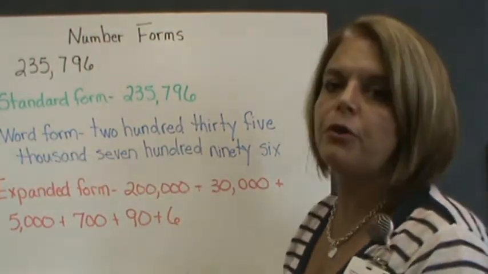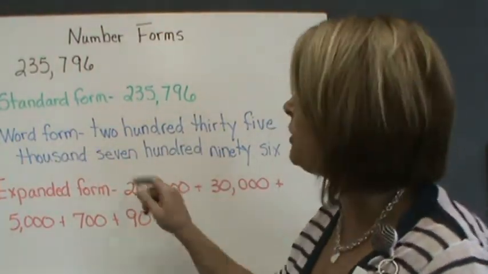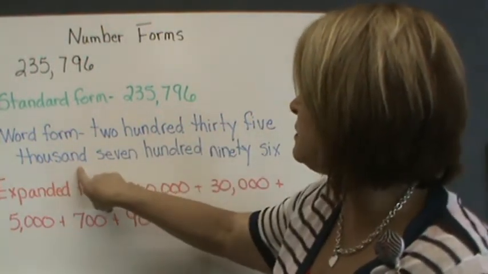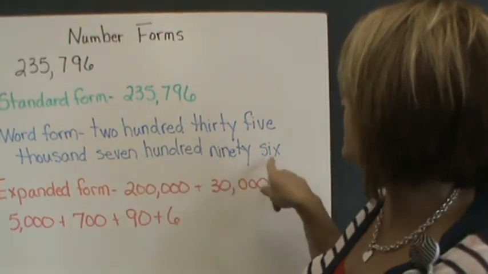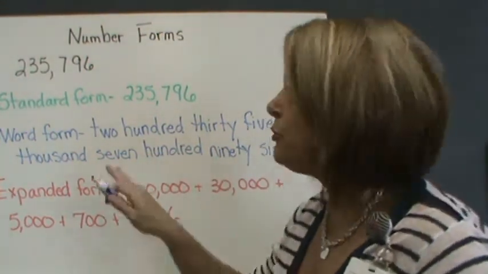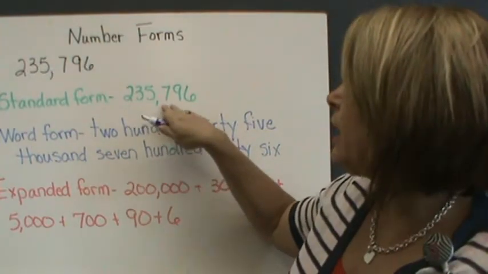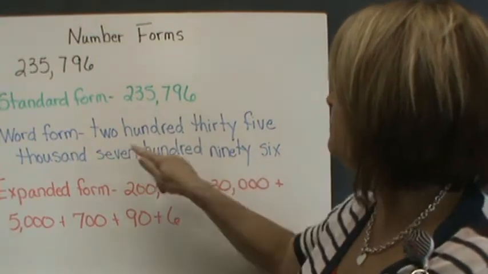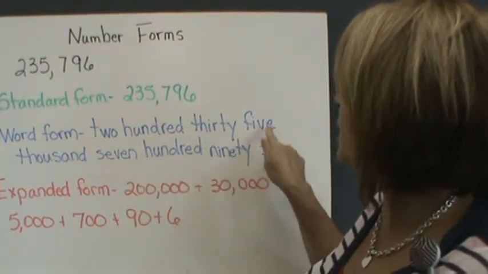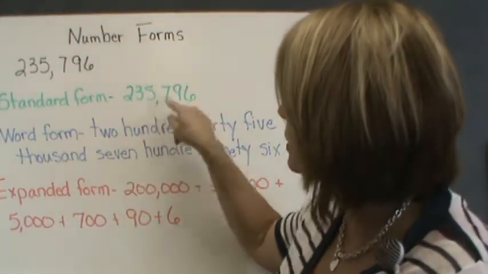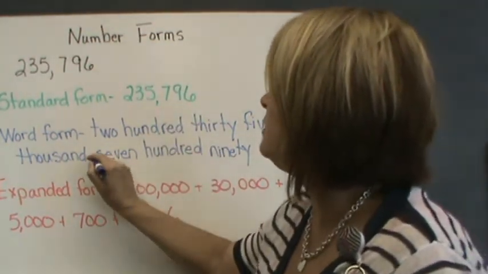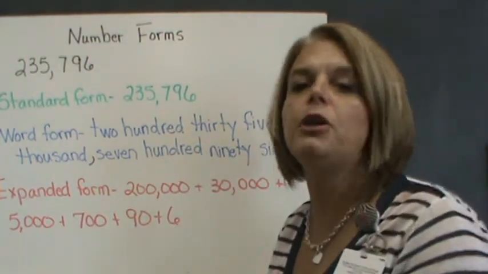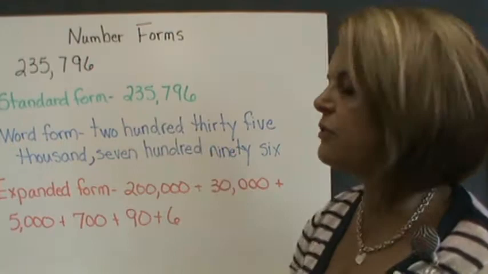I may ask you to write it in word form. That's when you're going to have to write out the words for each of the numbers. 235,796. Here's a trick. When you write the word form, you're going to have to put the comma in just like you would in standard form. So where would my comma go? 235,000. Well, isn't that where it goes here? So put a comma. 796. So you have to put the comma in your word form just like you would in standard form.